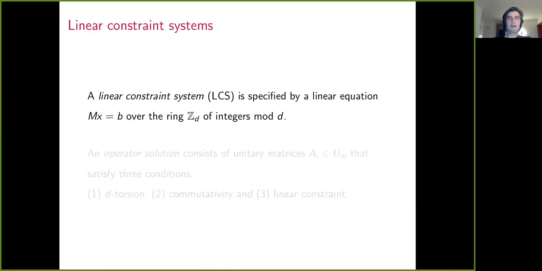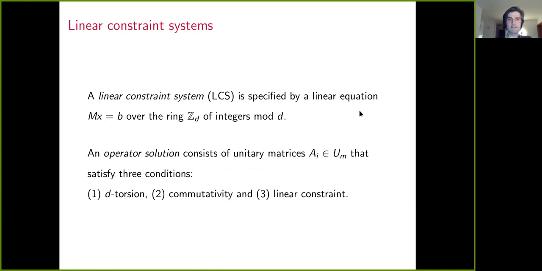solutions. A linear constraint system is essentially a linear equation over the ring of integers mod D. It is specified by a matrix M and a column B, and if you want to solve this equation over Z mod D, you would be looking for a solution X. But in linear constraint systems, what we are looking for is more general than this. We are looking for operator solutions that consist of unitary matrices for a fixed dimension. Here UM is the M by M unitary matrices.